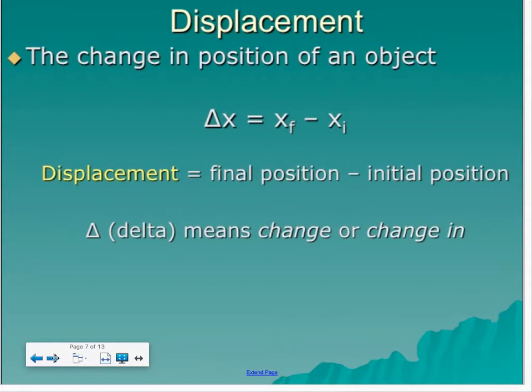What I want to focus on in this slide is this symbol right here. So what is that symbol? Delta. It is. Good. And what does delta mean?